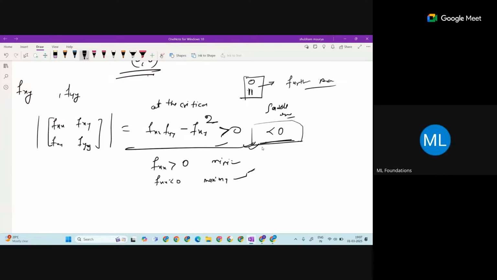So many things are there. Sometimes this is 0. What is going to happen in this case if this portion is 0? So again, in this case, further analysis is there.